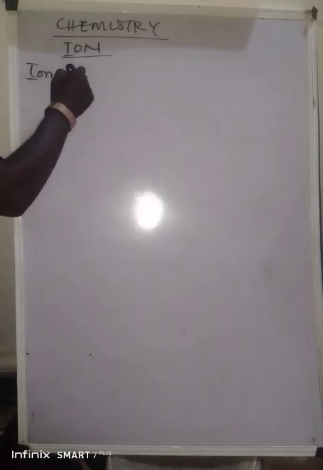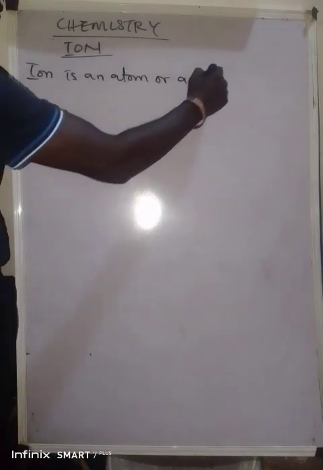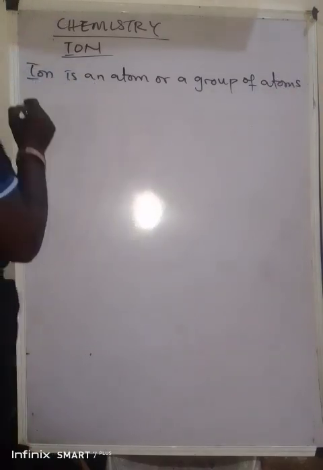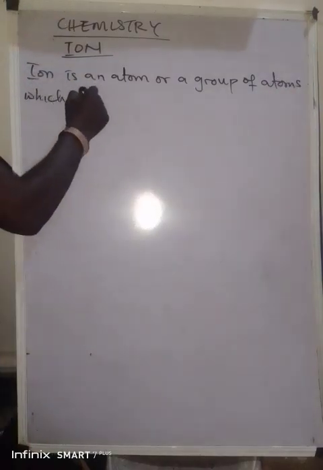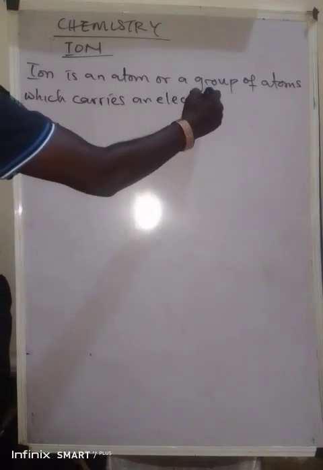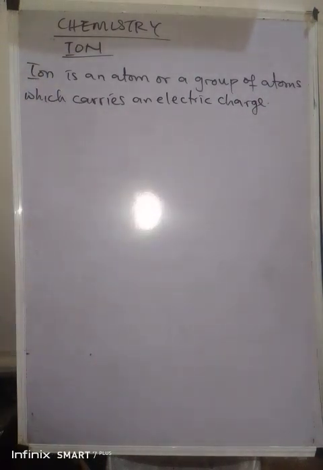Ion is an atom or a group of atoms which carries an electric charge. Ion is what? An atom or a group of atoms which carries what? Electric charge. On top of its head, you can have +1, +2. You can have -1, -2.